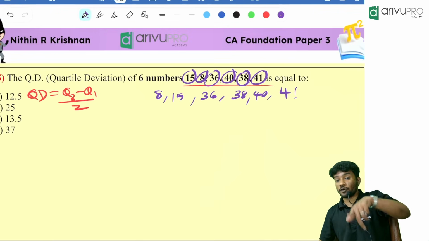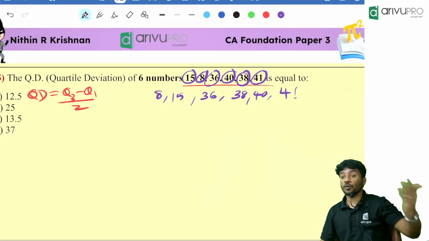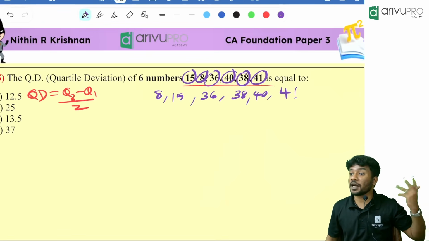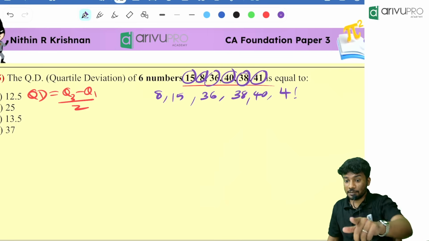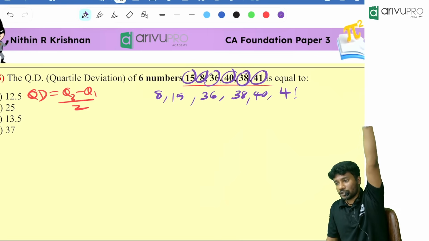Many people will forget this, and because of that you will get a wrong answer. Remember that the wrong option will also be there, and you might mark that option. Keep that in your mind. Always arrange them in increasing order.